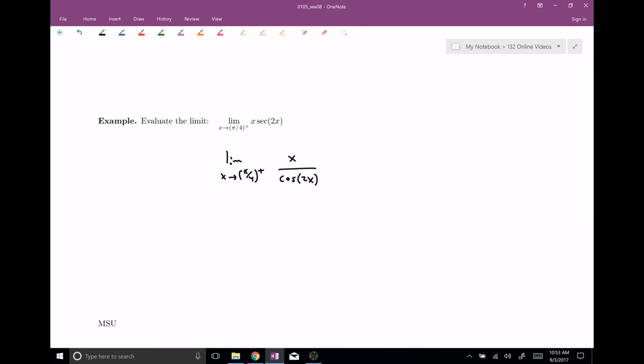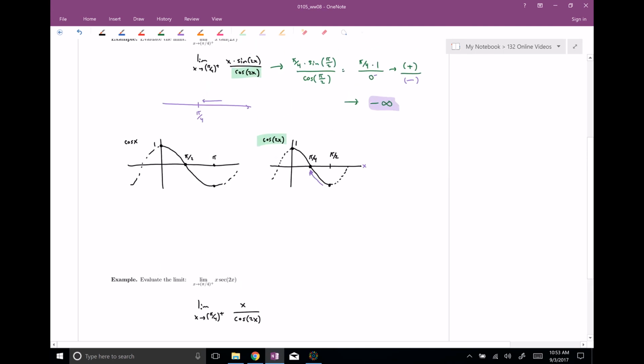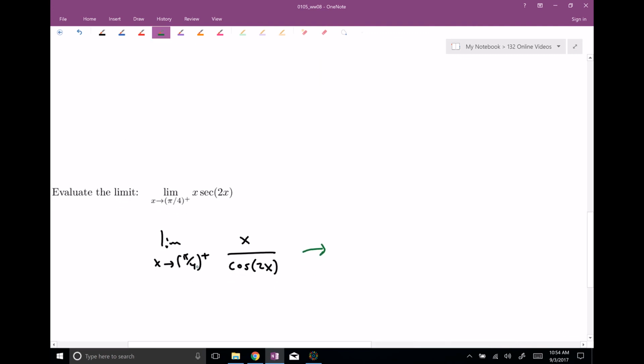And so now you can see that this is very similar to our previous problem. The only thing is that we're missing the sine right here, right? We have the x and we have the cosine. So this is going to happen very similar to what it was before. Again, if you try plugging in this pi over 4, you're going to get pi over 4 on top, which is a nice positive number. And then you're going to get 0 on bottom, right? Because this is going to be cosine of pi over 2, which is 0.